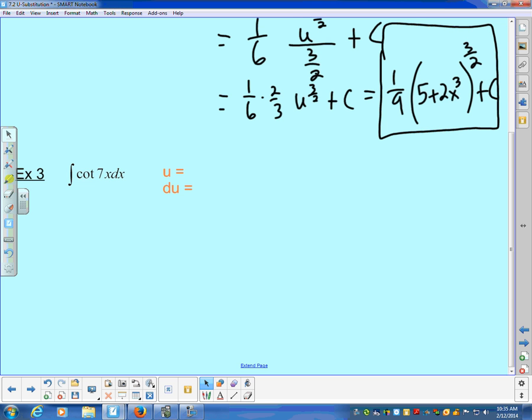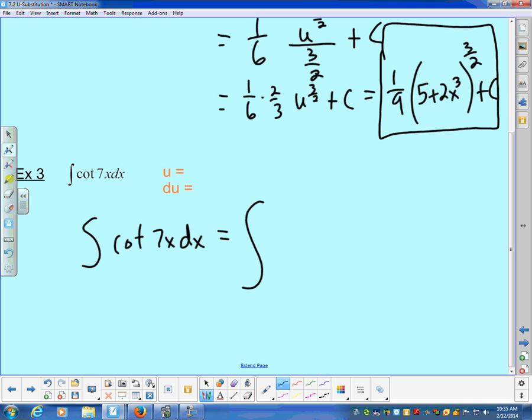We're going to rewrite cotangent using its definition. So the integral of cotangent of 7x dx is equal to the integral of, tangent is defined to be sine over cosine, so cotangent is the reciprocal of that. Remember that? So it's cosine of 7x over sine of 7x dx. This is actually a double substitution, but we're just going to do one u substitution. It gets a little confusing with the double substitution, just like it did with the chain rule.